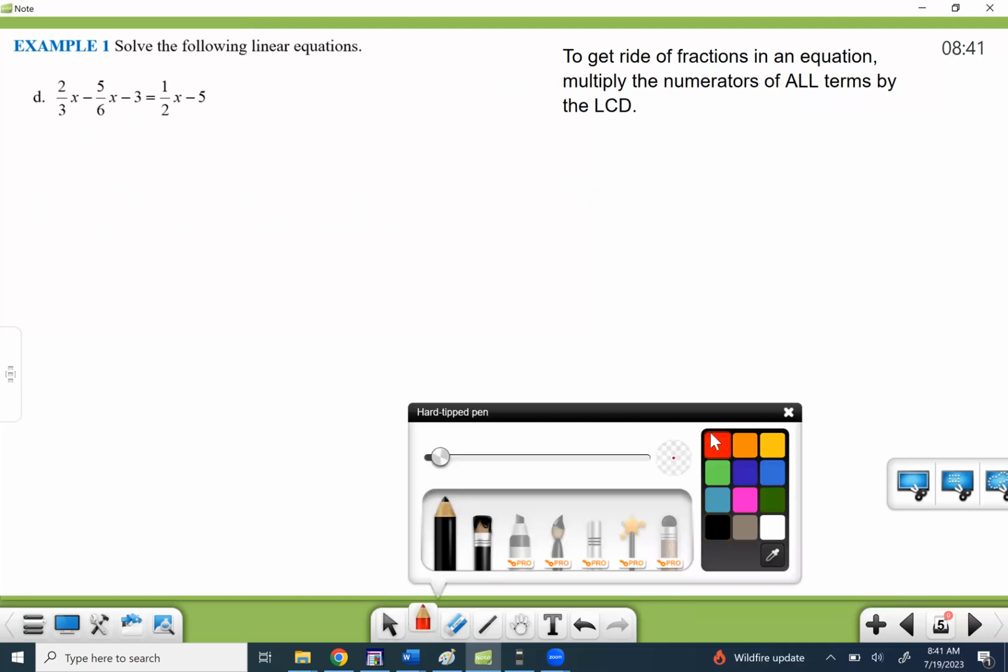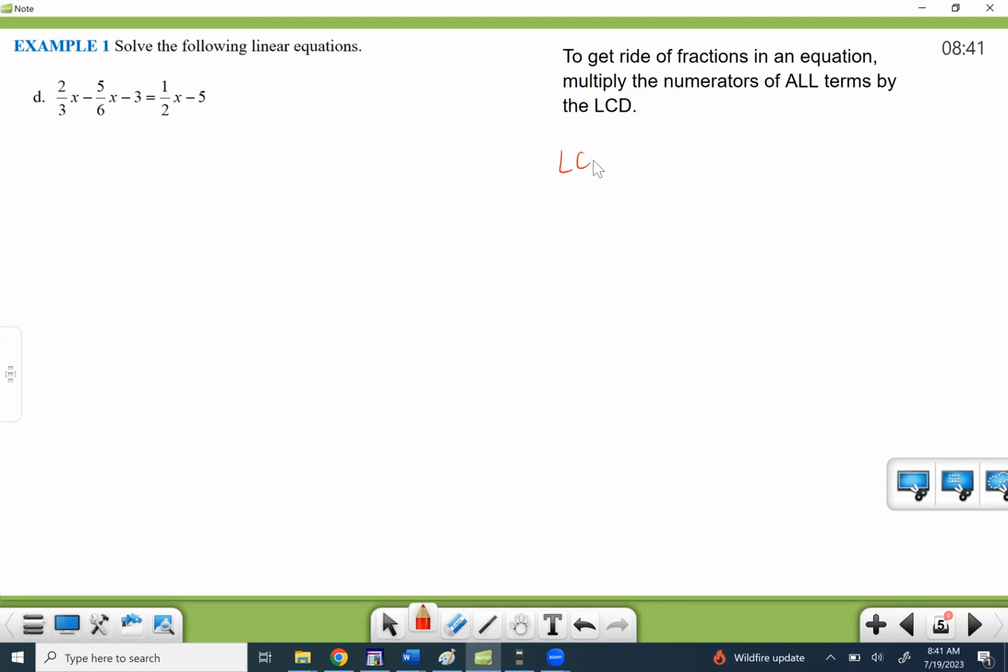All right, so let's talk LCD. So I'm looking at all the denominators, and I'm trying to figure out what is a number that 3, 6, and 2 can all divide into. Not that divides into them, but that they divide into. Now, sure, like 12 would work. 18 would work. These are numbers that they all go into. But the least would be 6.